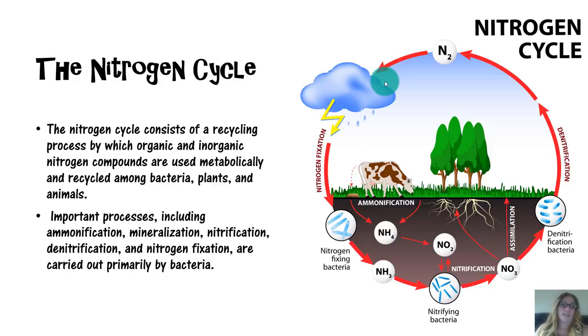So what is the nitrogen cycle? The nitrogen cycle consists of a recycling process by which organic and inorganic nitrogen compounds are used metabolically and recycled among bacteria, plants, and animals. Important processes include ammonification, mineralization, nitrification, denitrification, and nitrogen fixation. And all of these are carried out primarily by bacteria.